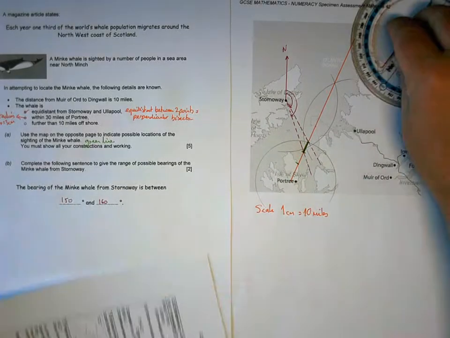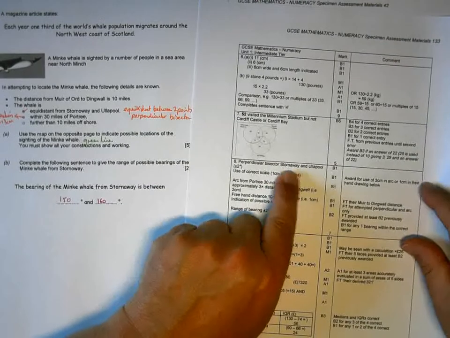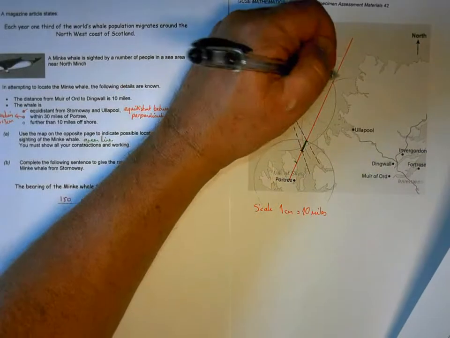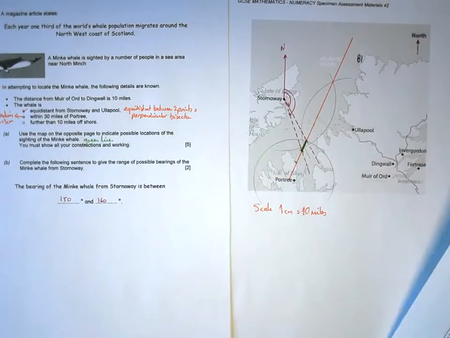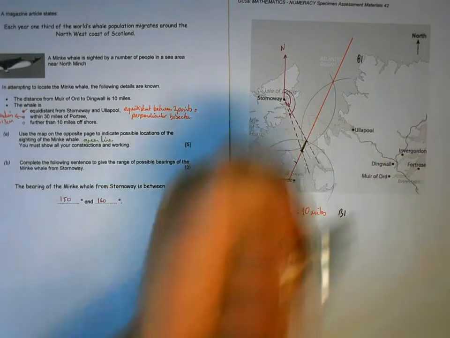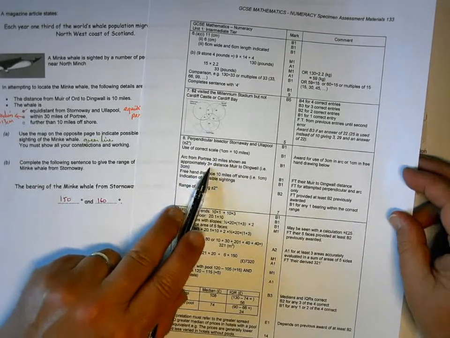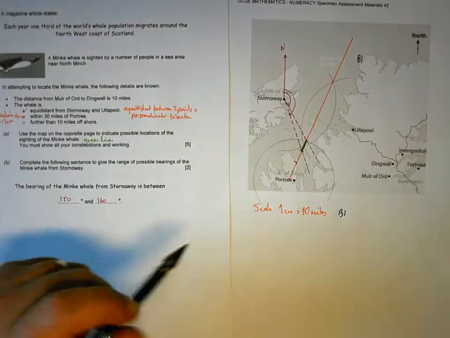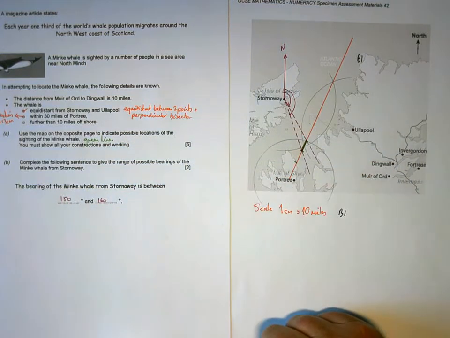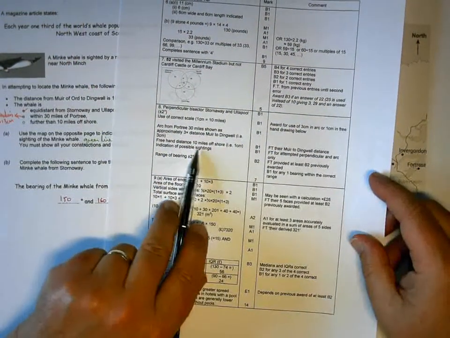Now if we take a look at the mark scheme, so I can show you where those marks are awarded. Question 8. Perpendicular bisector, Stornoway and Ullapool. So you get your first mark for this construction, perpendicular bisector. Use of the correct scale, 1 centimetre is 10 miles. So there's one mark for working with the correct scale. The arc from Portree 30 miles shown as approximately 3 times the distance of Muir to Dingwall. So again, making sure that that radius from Portree is 3 times that, so 30 miles. So one mark for that circle.